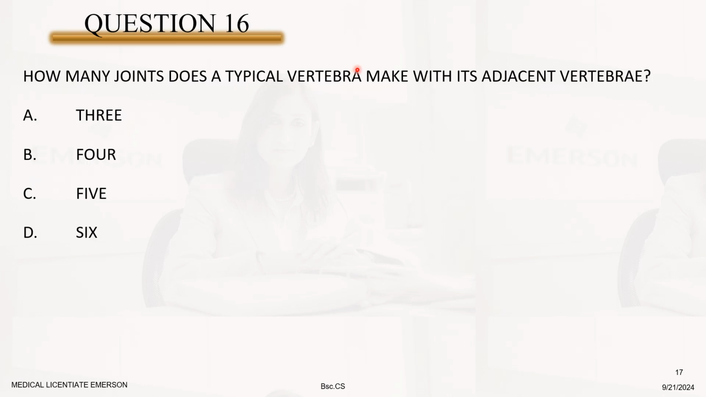Then, how many joints does a typical vertebra make with its adjacent vertebrae? 3, 4, 5, 6. This is one of those questions: if you know, you know, and if you don't, you don't. Especially if the question asks about a number and you have never heard about it, then guessing is kind of hard. Here, of course, the answer is 5. A typical vertebra makes 5 joints with its adjacent vertebrae.